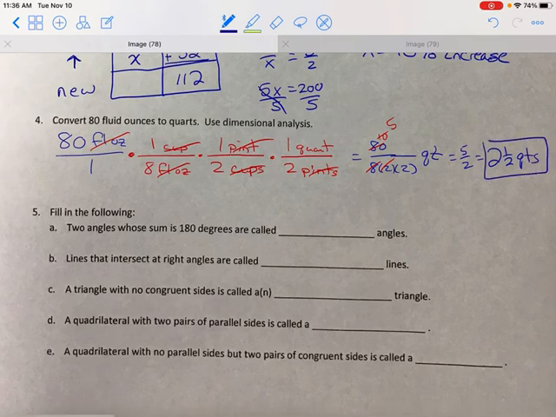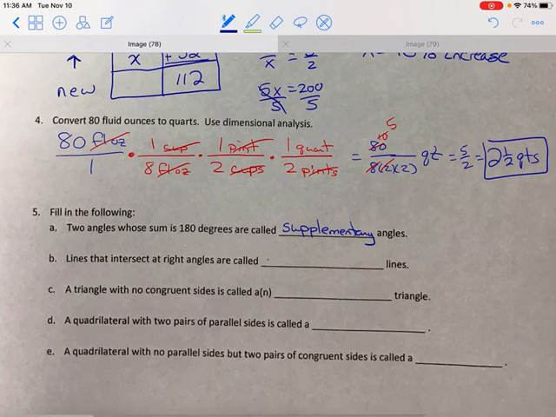All right, number 5, we've got some vocabulary. This comes from various parts of the semester. So the first 2 come from our basic geometry. 2 angles whose sum is 180 degrees. These are called supplementary. Remember, if they add up to be 90, they are complementary.